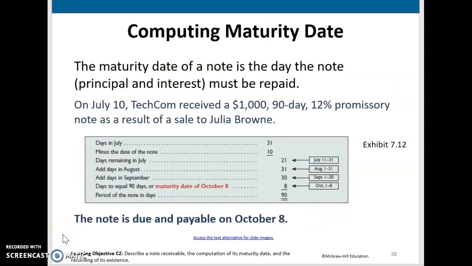How do we compute the maturity of the note? So we were just told that was a 90-day note. It was issued on July 10th. We know there are 31 days in July. It was issued on the 10th, so we have 21 days remaining. Add in the 31 days for August, 30 days for September, and we're now at 82 days. So we know that the note matures on October 8th to get us to the 90-day time period.